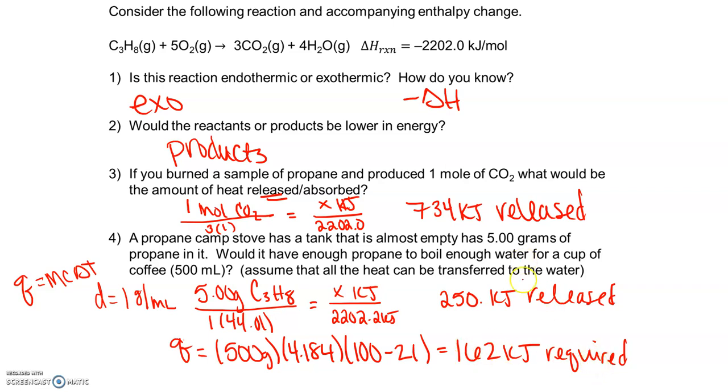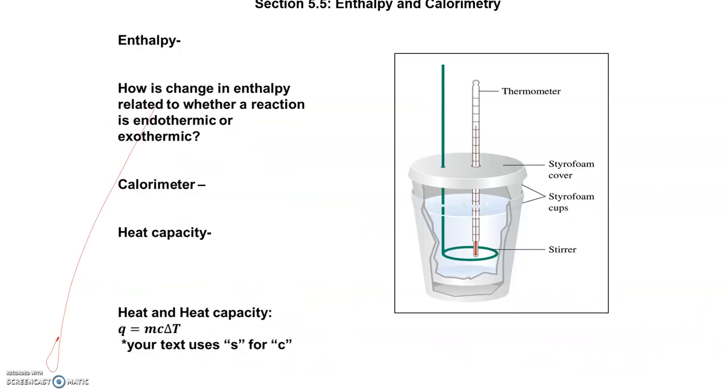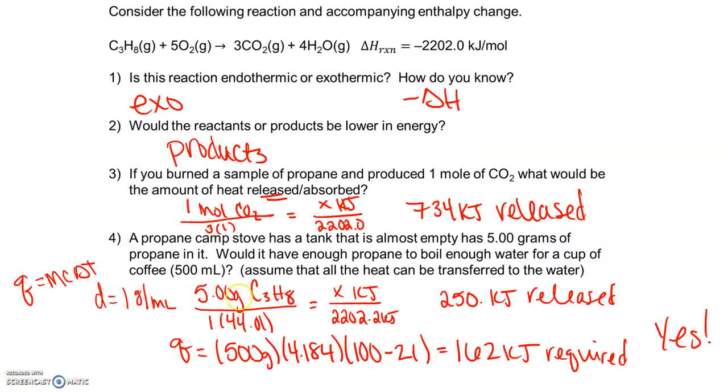And so if we compare these two answers, the answer to the question is yes, you have enough energy, because when the propane is burned, 250 kilojoules of energy are going to be released, and only 162 of it is needed to boil that water. So the answer to the question is yes, there is enough energy to boil that water. There's enough propane to boil the cup of water.